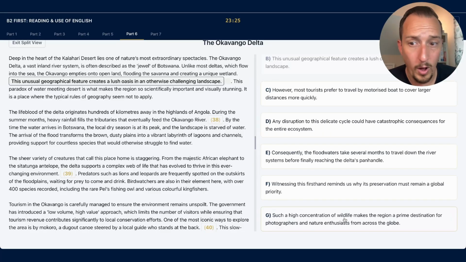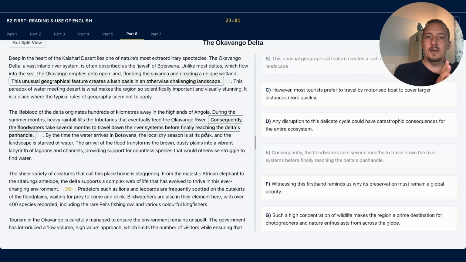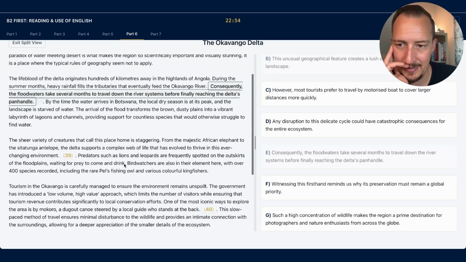Such a high concentration of wildlife. Well, this isn't talking about wildlife. So I like E here because I can see the consequence. The consequence is the heavy rainfall fills the tributaries and eventually feeds the Okavango. Consequently, the floodwaters take several months to travel down the river system before finally reaching the delta's panhandle. By the time the water arrives, bingo, the reaching. So it takes months to reach. By the time it arrives in Botswana, the dry season is at its peak and the landscape is starved of water. Yes, that fits. Okay, next up.